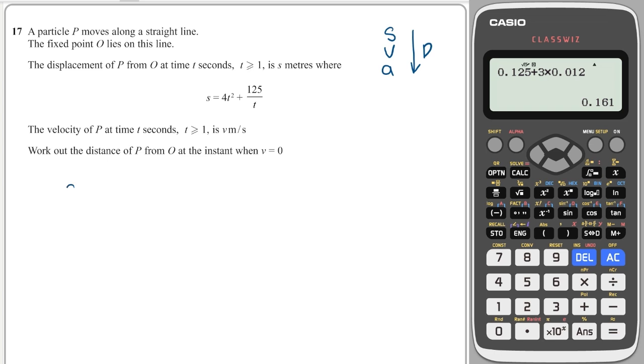Now, in order for me to differentiate this S equation here, I need to write the T's as powers so I can differentiate them. And 1 over T is the same as t to the minus 1. Okay, great. So if I were to differentiate this, I would get the velocity. And in fact, it says the velocity of P at t seconds is v, and it says work out the distance of P to O at the instant when the velocity is zero. Okay, so let's find the velocity then, because that is the derivative of the displacement.